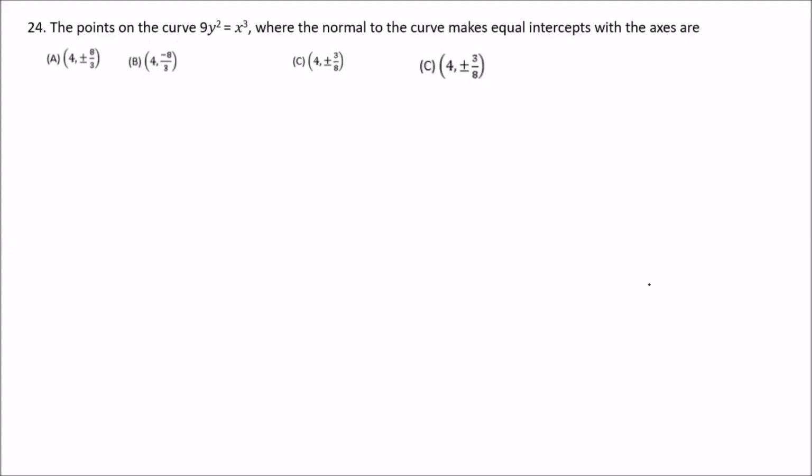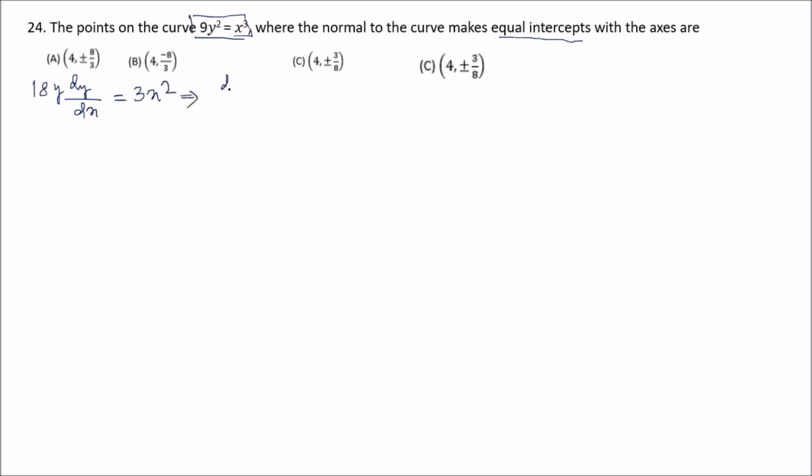Now coming to the last question. The point on the curve 9y square is equal to x cube, where the normal to the curve makes equal intercept with the axes. 4 options are given. You have to find which point is the correct answer, which is present on this curve, where the normal makes equal intercept with the axes. So as usual, first we'll find the slope of the tangent. So differentiating this curve, I'll get 18y dy by dx is equal to 3x square.